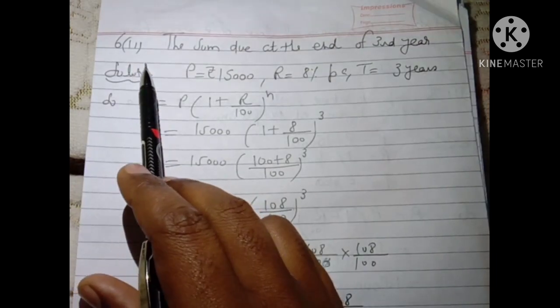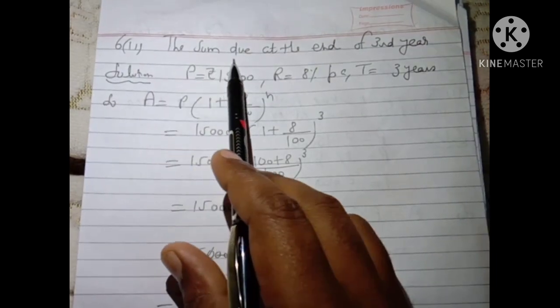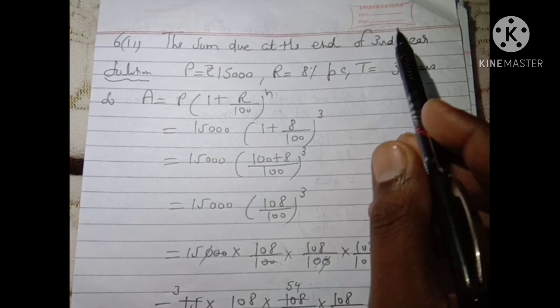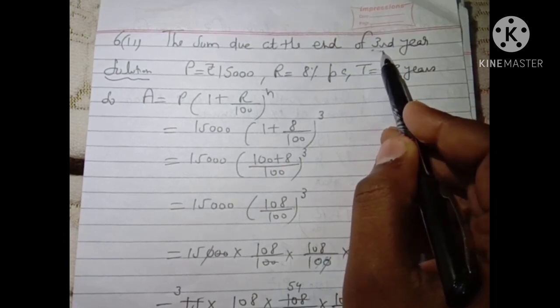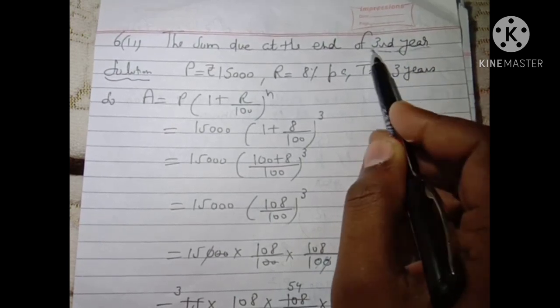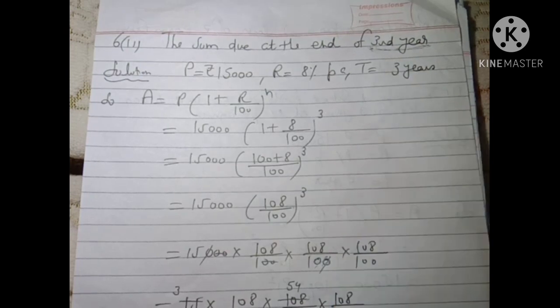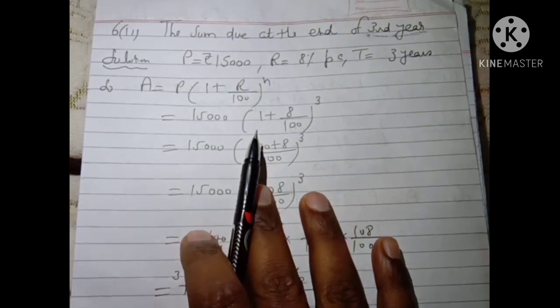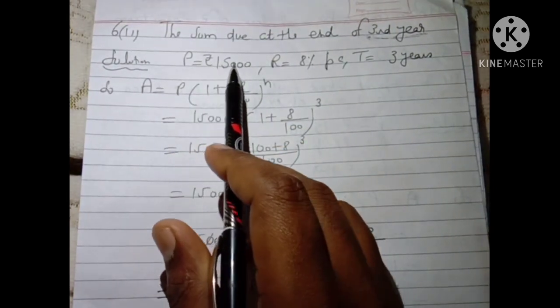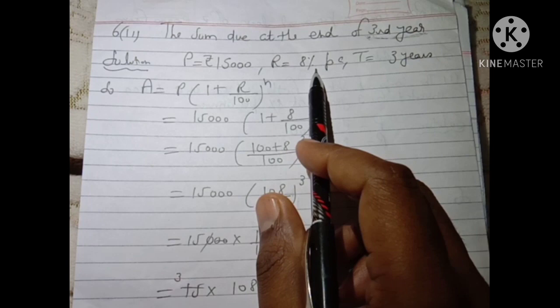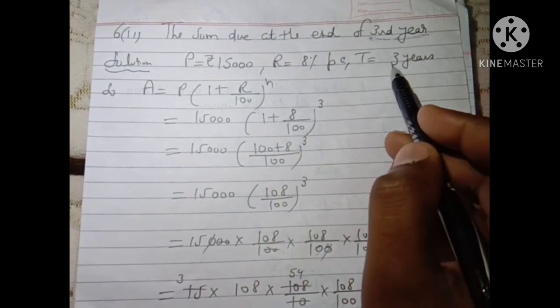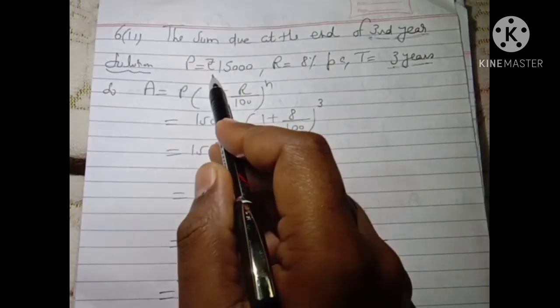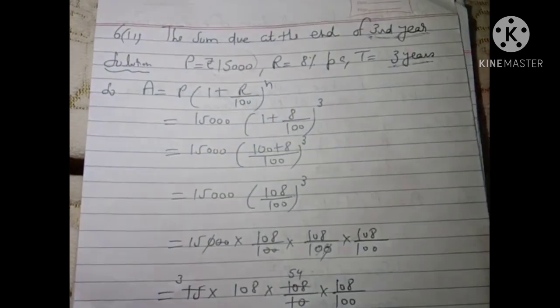Okay, now see the second part of this sum, the sum due at the end of the third year. So in this case we have to find out the amount at the end of the third year. So what is the amount at the end of the third year? We have to find out this one. Sum due means the amount, and again we can apply the same formula. So we can take the principal 15,000, rate of interest 8%, and in this case we can take the time period 3 years.